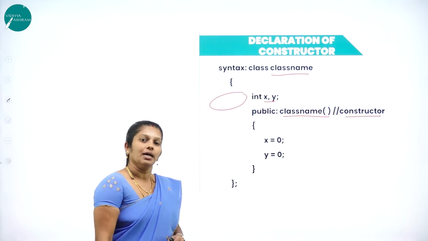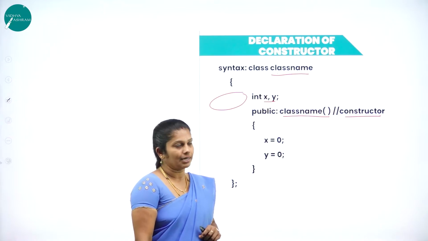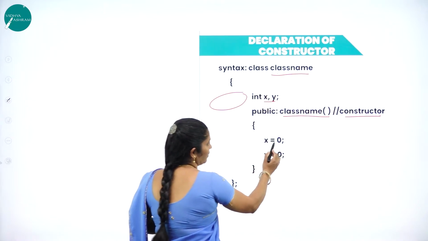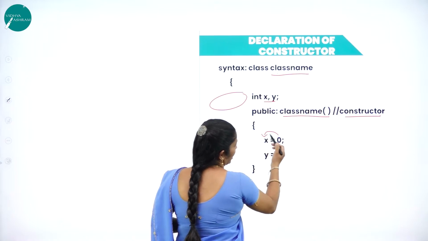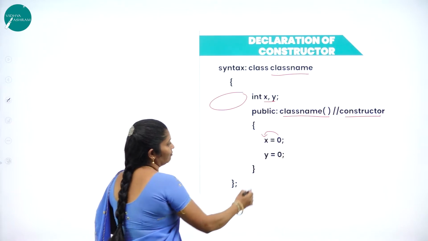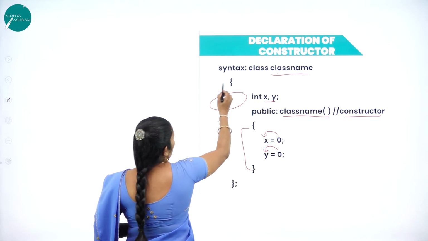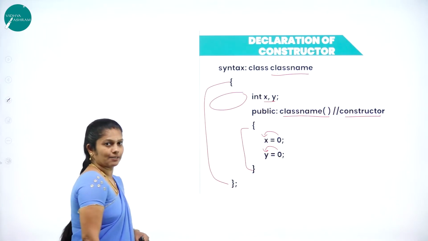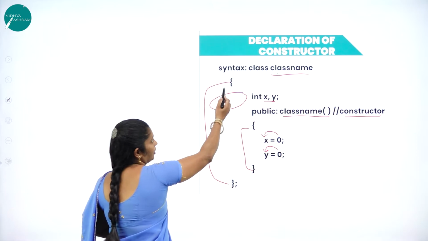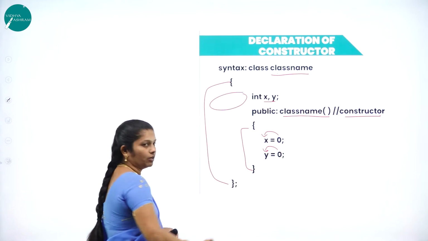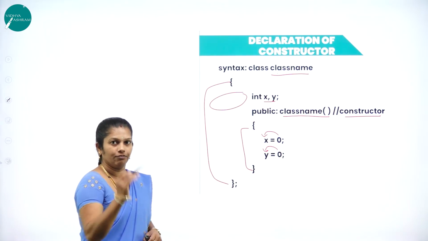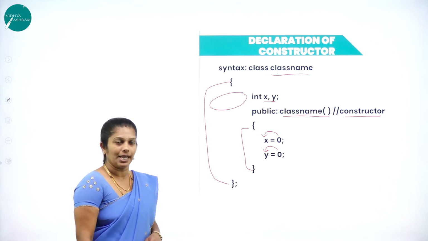By using a single line comment we have written it, which means the compiler will not compile that particular line. In this we initialized x to 0 value, then y to 0 value. Then we close this function, whereas here we close the class. How to close a class? Here we open the class, after the curly bracket you have to put a semicolon. From that we can close the class.